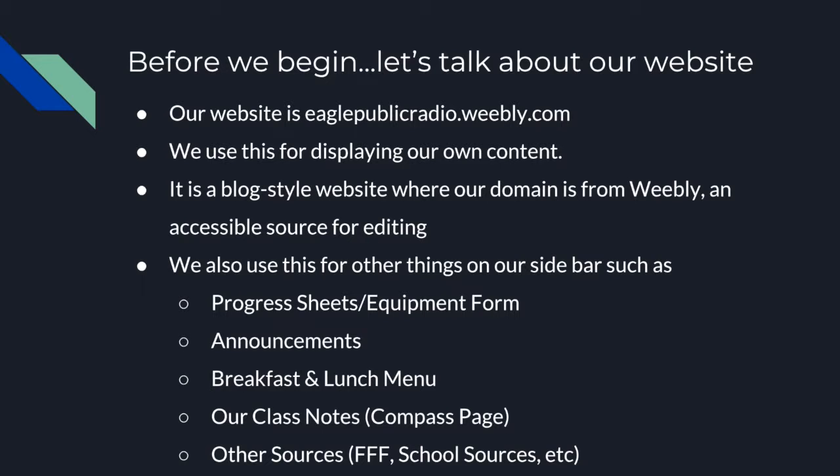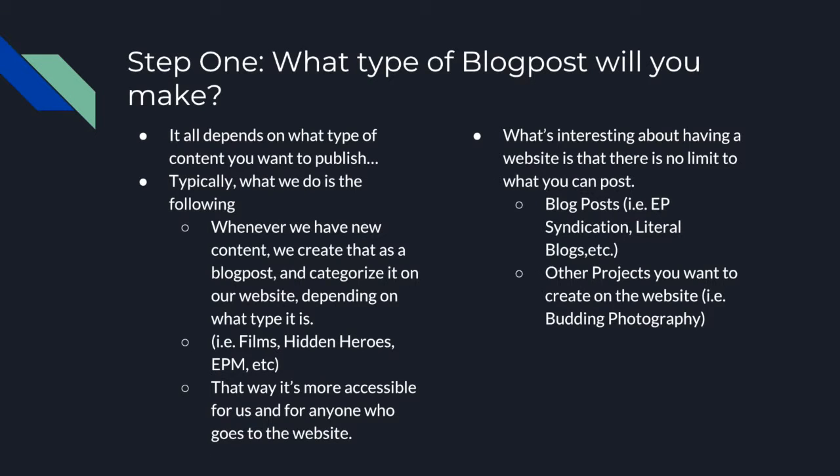So let's talk about our website. To make a blog post, step 1, you have to think about the following. What type of blog post are you going to make? Obviously it all depends on what exact content you are going to post. Whether it's a video or an actual blog where you're writing something, typically whenever we have new content, we create it as a blog post and categorize it in our website depending on what type it is.